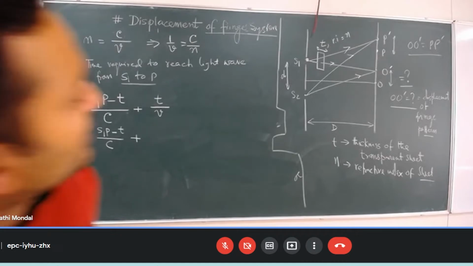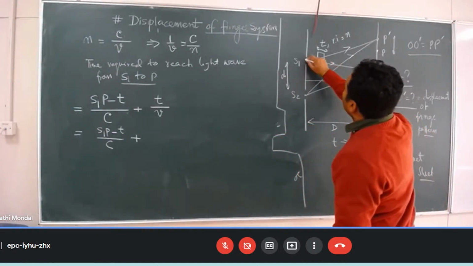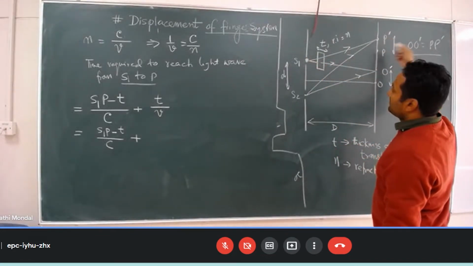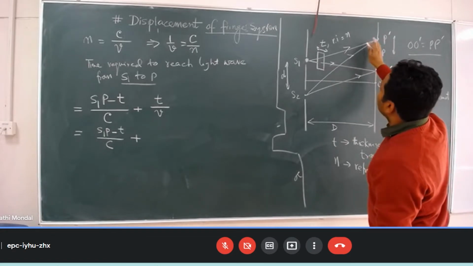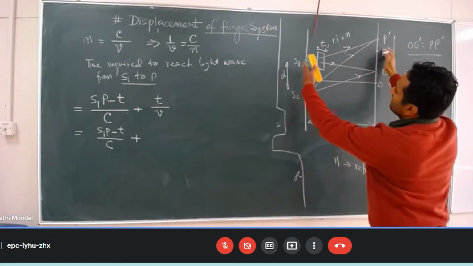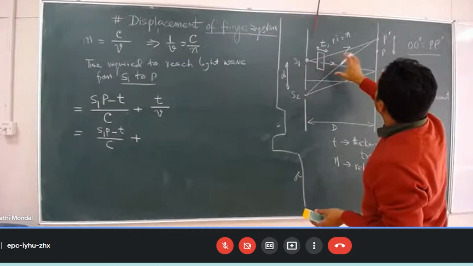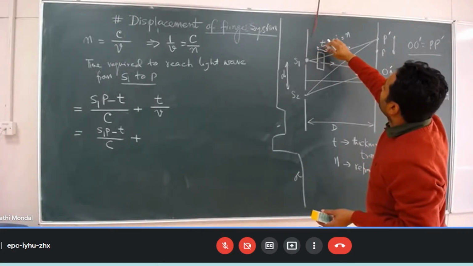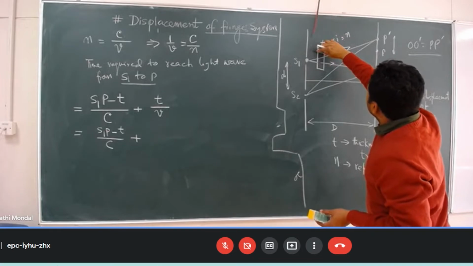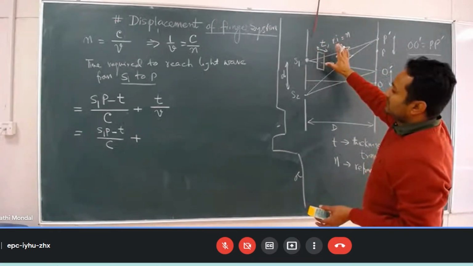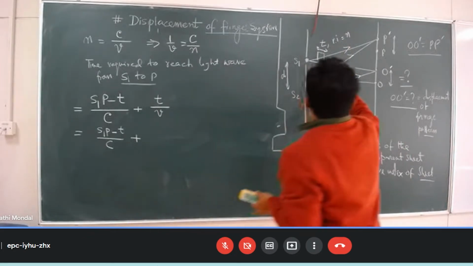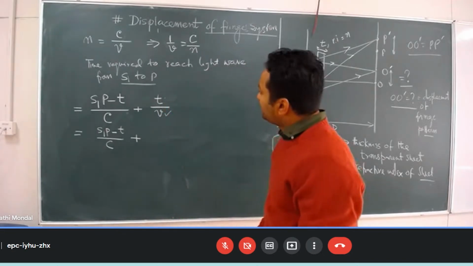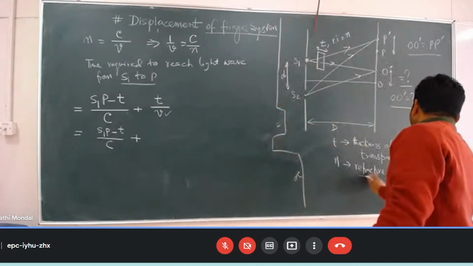Okay, so I am trying to calculate the light coming out from the S1 source, how much time it will take to reach P. Let's say P. Total path is how much? S1P. Within S1P, T is the distance the light will travel through the film. So how much time will it take to cross the film? T distance divided by the velocity of the light V in the medium of refractive index N.